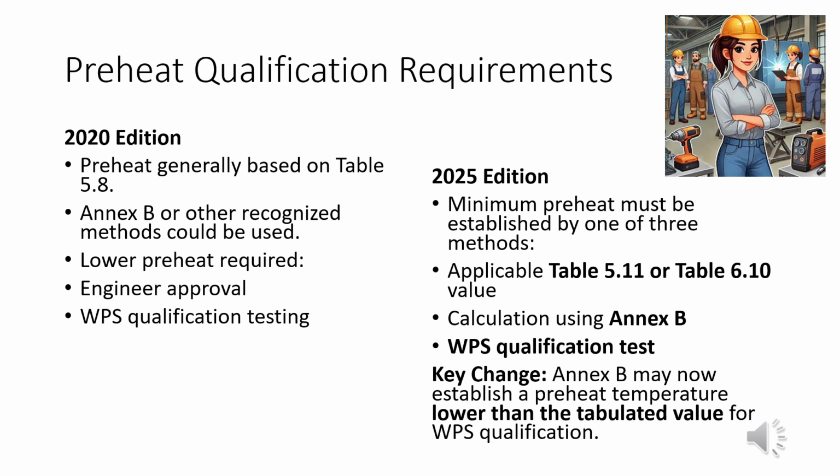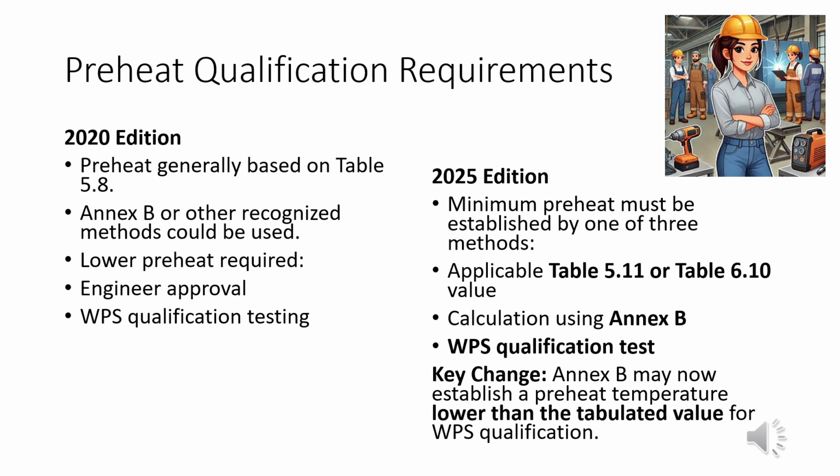The 2025 edition gives us 3 clearly defined methods. We can use the applicable values from Table 5.11 or Table 6.10, calculate the minimum preheat using Annex B, or establish the minimum preheat through the WPS qualification test itself.